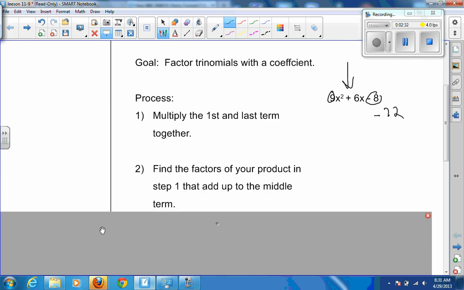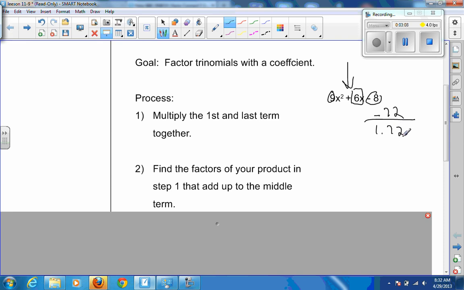The next step is to find the factors of your product from step 1 that add up to the middle term. So far this is the same idea that we've been doing before, where we find two numbers that multiply up to the last one and add to the middle one, but now instead of multiplying to the last one, we use the product of the first and last. Let's start going through that. We're looking for numbers that add up to the middle term. If our number here is negative, that means one of our factors is going to be negative as well. So going through, I have 1 and 72.